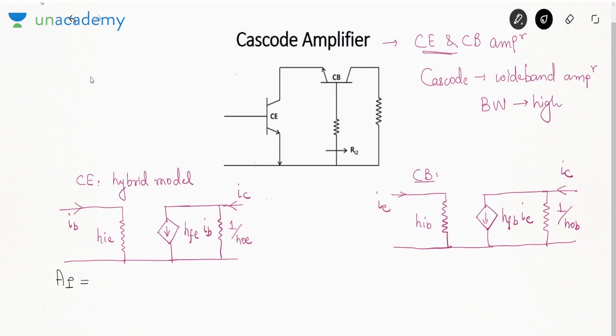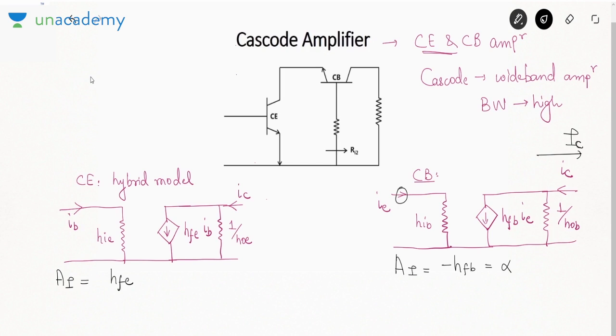The current gain of common emitter is HFE, okay, that is the current gain. Now what about the current gain of common base? Current gain of common base is minus HFB. Why? Because if emitter current is entering the amplifier, the collector current should leave. If collector current should leave, the gain will be shown as negative.